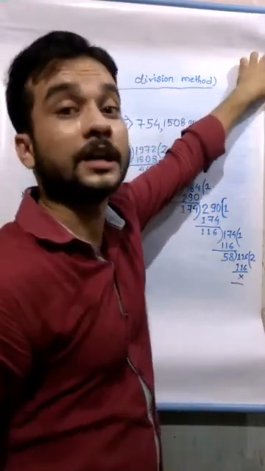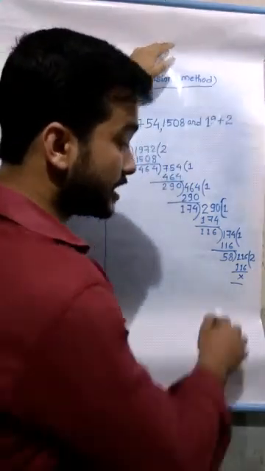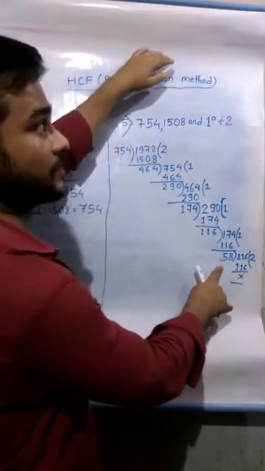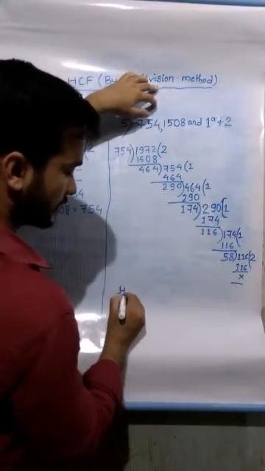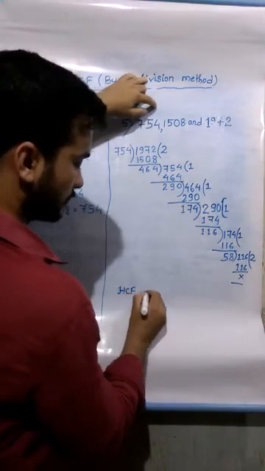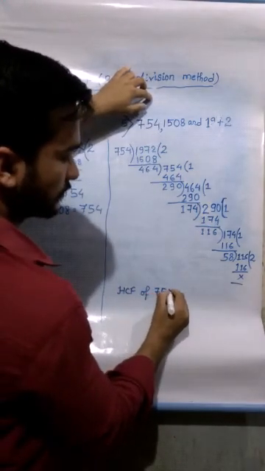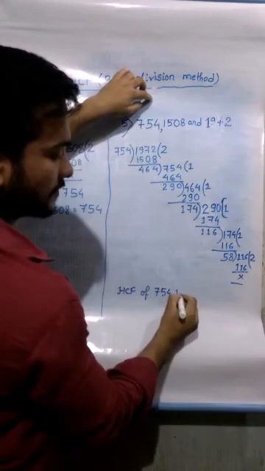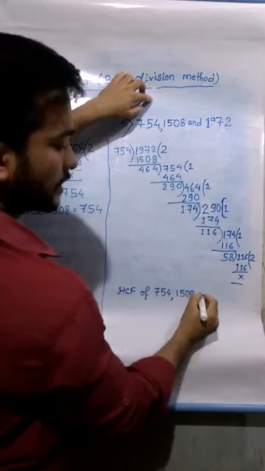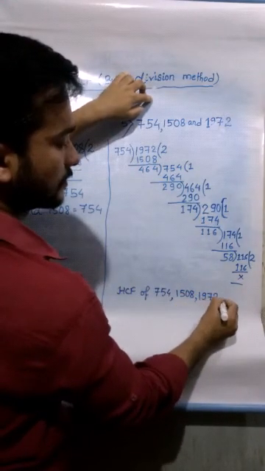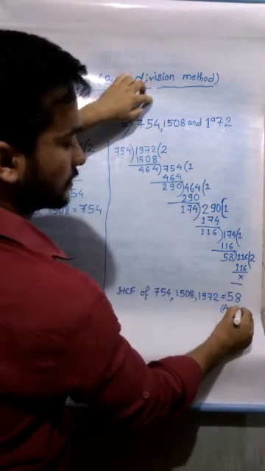Thus we got the HCF as 58, as here the remainder becomes 0 and thus the last divisor will become the HCF. Therefore, the HCF of 754, 1508 and 1972 is 58. So this is the answer.